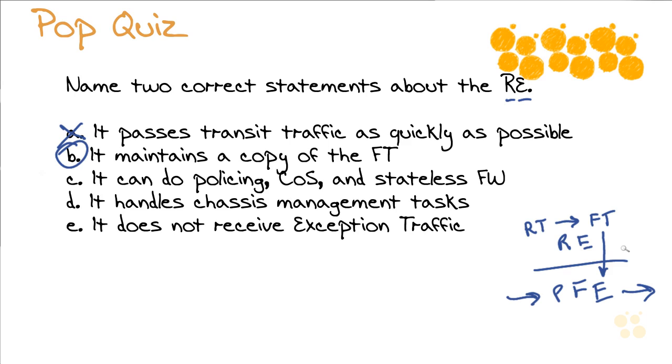I like that one. C, it can do policing, COS or class of service, and stateless firewalling. We know that is a function of the PFE. Those are some of the examples I gave you of the intelligence that we have down there in the packet forwarding engine. D, it handles chassis management tasks. I love it. That's exactly what the RE is for.